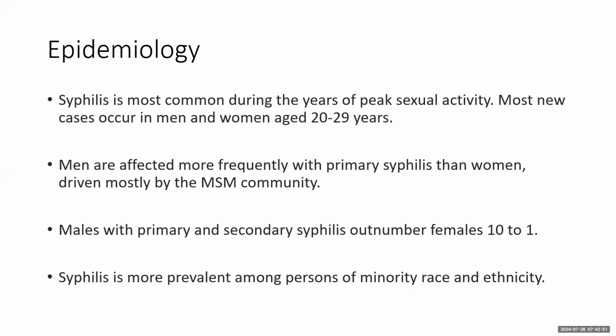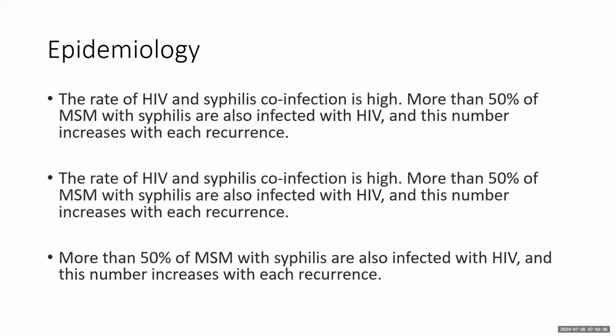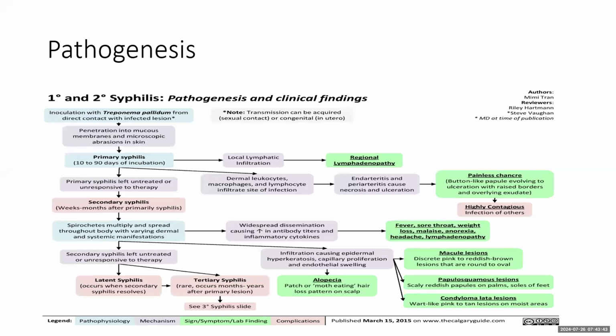Basically, the epidemiology peaks at the height of sexual activity, within 20 to 29 years, and is generally more frequent in the LGBTQ community, where the men who have sex with men community is higher. It's said that males with primary and secondary syphilis outnumber females 10 to 1, basically because males tend to present with the ulcers more on the outside. However, females tend to have these ulcers, usually painless, within the cervix and endocervix, so primary infection usually goes unnoticed. It's prevalent in people of minority race and of lower socioeconomic class. Co-infection is high with HIV, and like I said, in men who have sex with men.